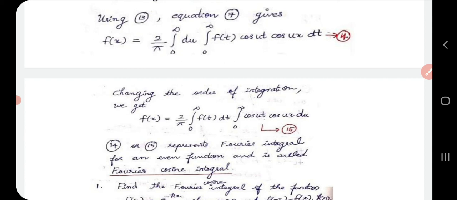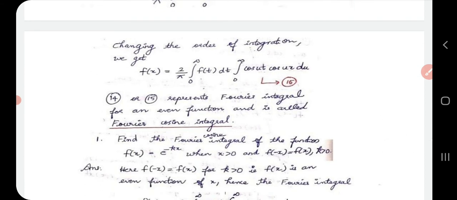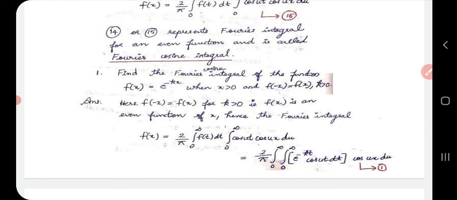So we have learned the forms of the Fourier integral, and two forms each for the Fourier sine integral and Fourier cosine integral. Here I am presenting the derivation just to make you understand the concept, that's all. From the exam point of view, you will be asked only problems based on this. So this is one such problem. Try to work out similar problems as much as you can.